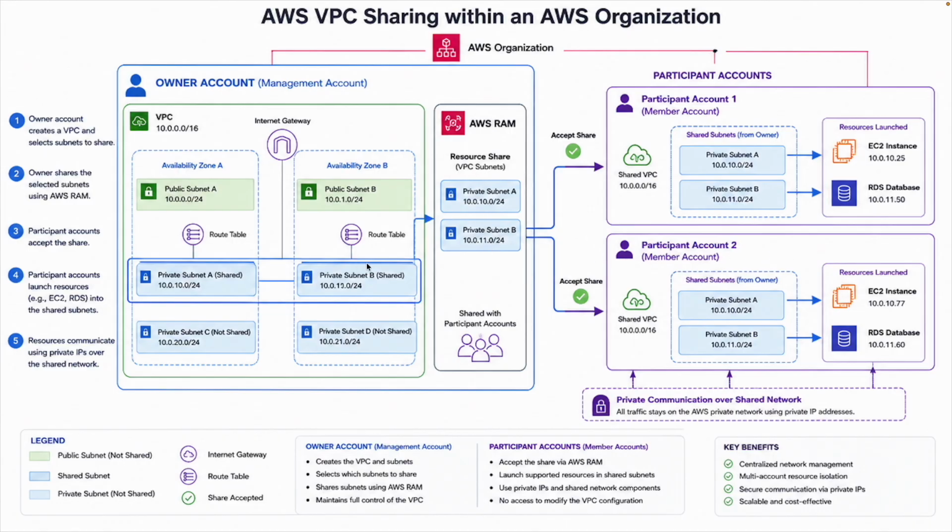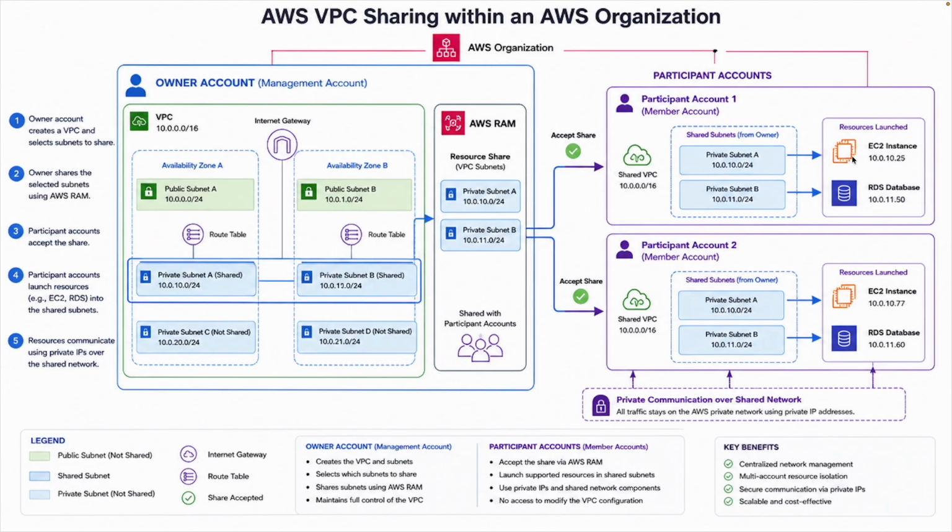The owner selects which subnets to share, and in this architecture, we are going to be sharing subnet A and subnet B. These subnets become available to the participating accounts, and the VPC itself is not transferred. Only the subnets are shared. Ownership remains with the owner account. The owner account still owns everything. All they are sharing is just the subnets.